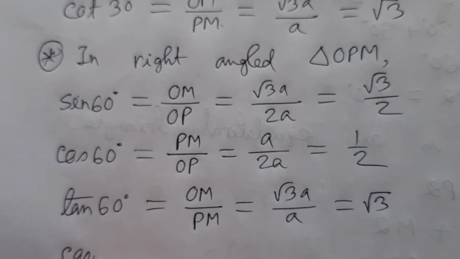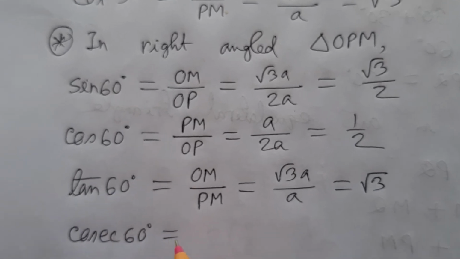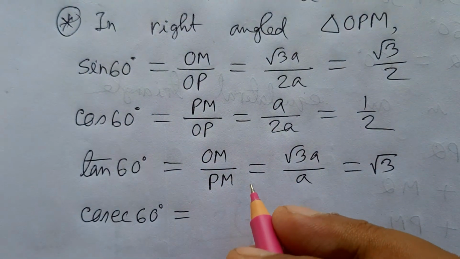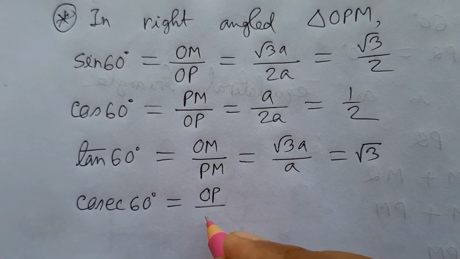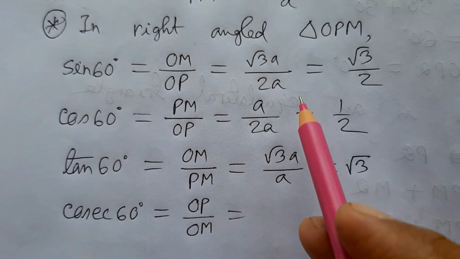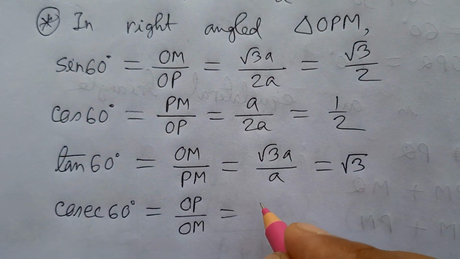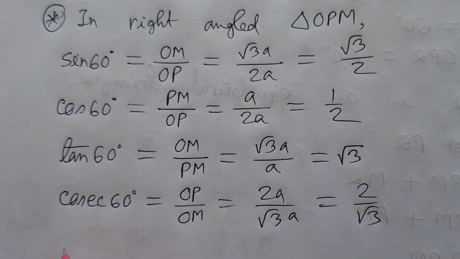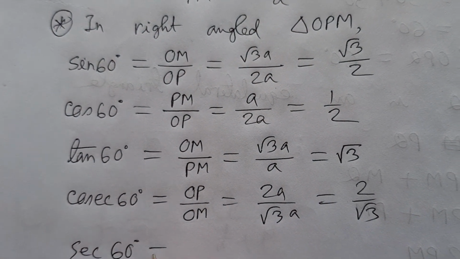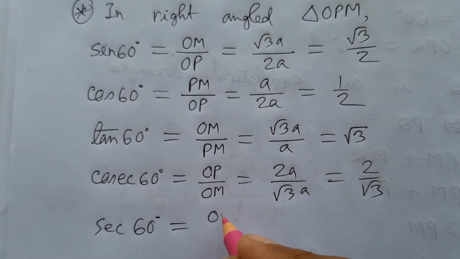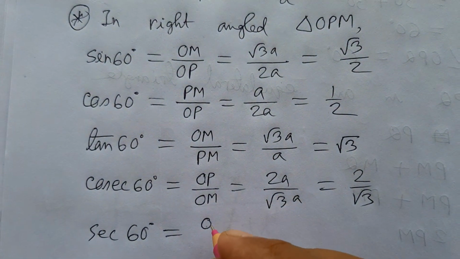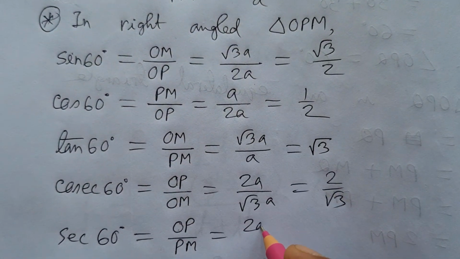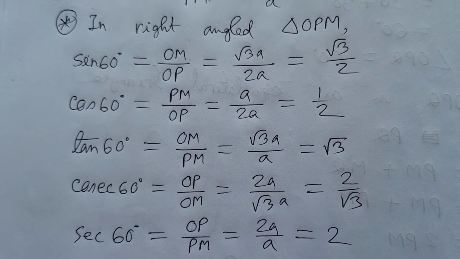Now cosec 60 degrees. We know cosec is the opposite of sine, that is 1 by sine 60. So it will be OP by OM. By following this, you can write 2A by root 3A. That means 2 by root 3. Therefore sec 60, which is the opposite of cos, has the formula OP by PM. Here OP is 2A and PM is A, so it becomes 2.